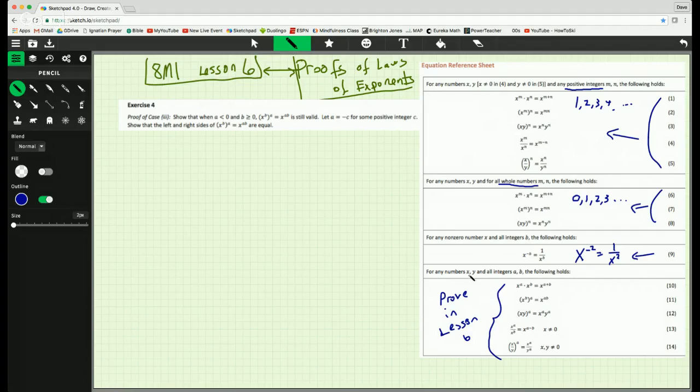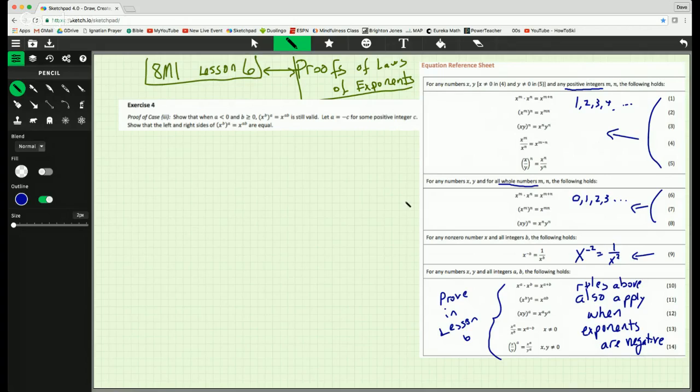And some of these things say basically that all of the rules above also apply when exponents are negative. But we have to prove that. That's what lesson 6 is about. We're proving most of these things.